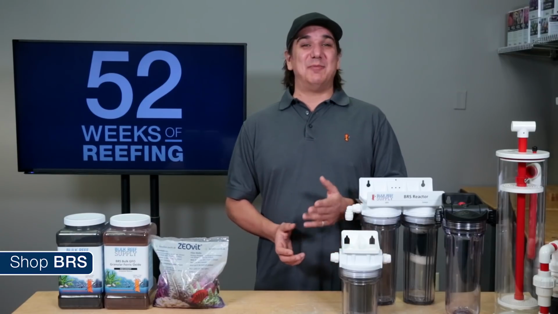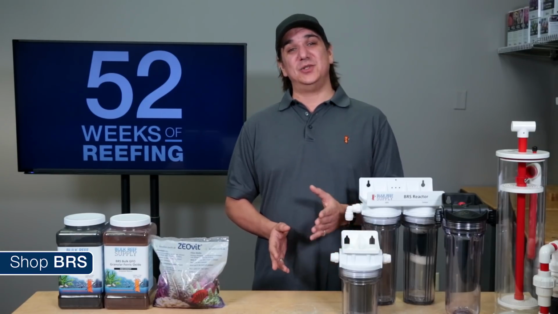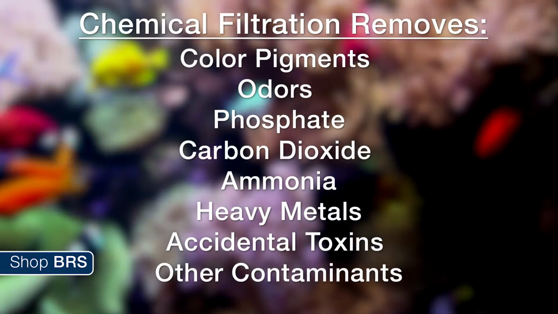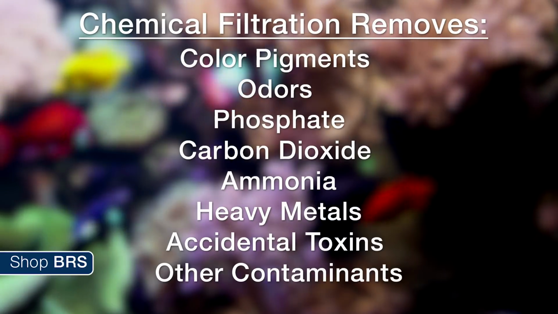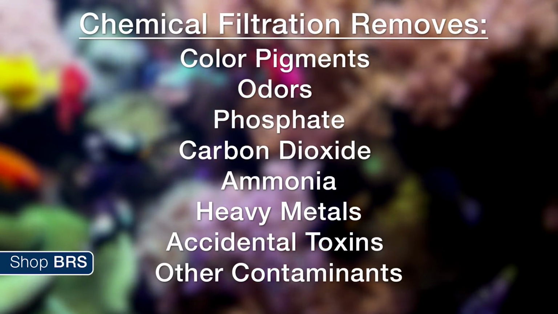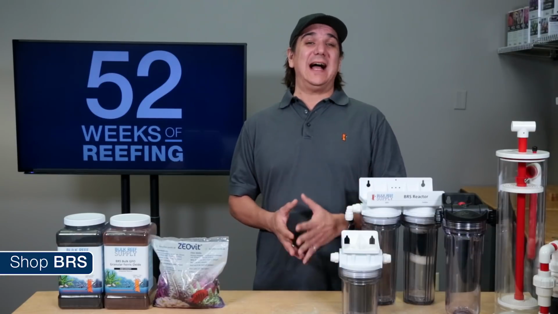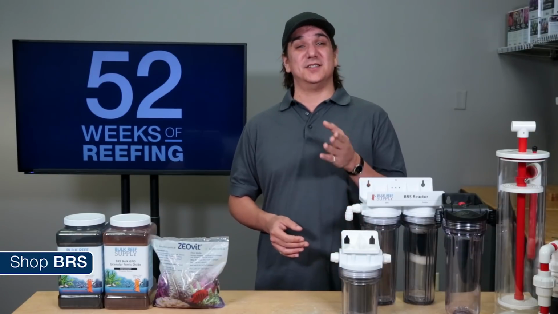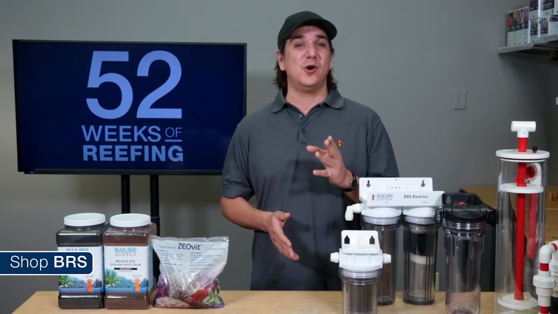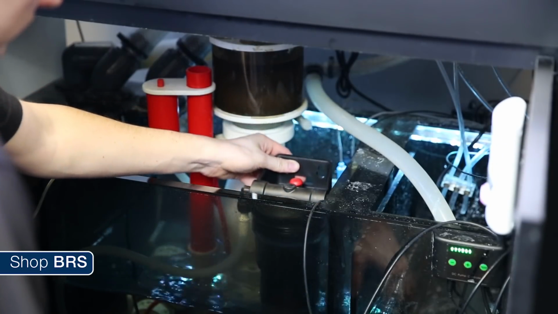Today we're going to discuss chemical filtration, which is a practice of using various medias to remove unwanted elements from the tank, like color pigments, odors, phosphate, carbon dioxide, ammonia, heavy metals, accidental toxins, and a variety of other contaminants. Today we're going to explore activated carbon, GFO, resin, CO2 removal media, and zeolites. We'll share what they're for, some performance data, as well as some of the various methods of implementing them in the aquarium.